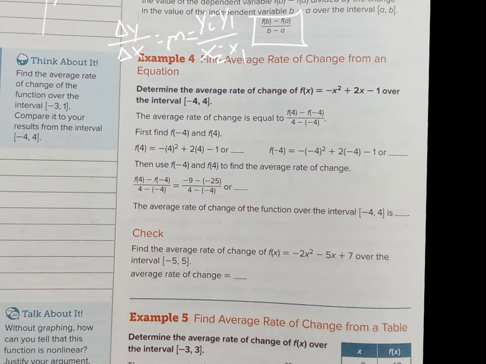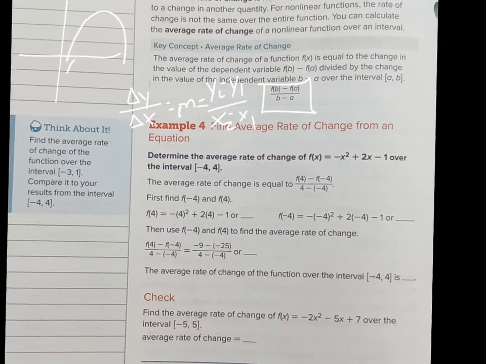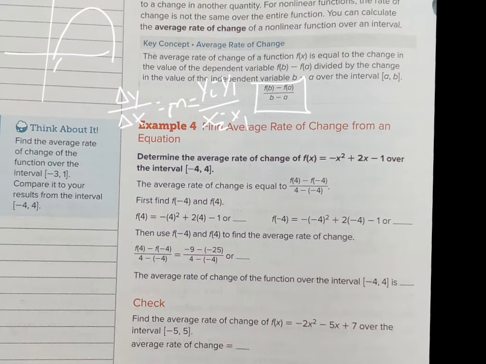Okay, so then down here, example 4. Determine the average rate of change of f of x, and they give us this function, negative x squared plus 2x minus 1 over the interval negative 4 to 4. Okay, so if we're matching it up to this up here, right, our a value is negative 4. So we'll put that there, and our b value is 4. And so then all we need to find is the y values that correspond with these. And we're going to do that by plugging them in. All right, so they have that here.